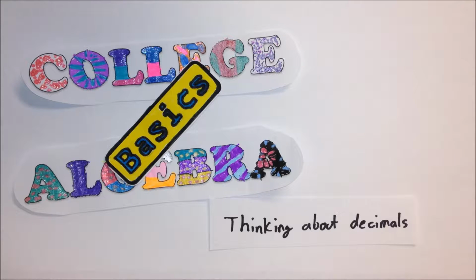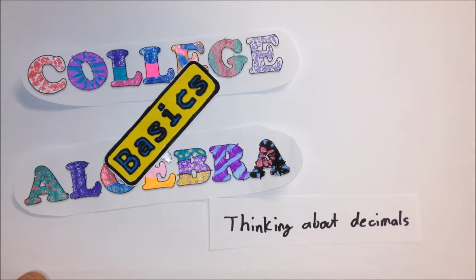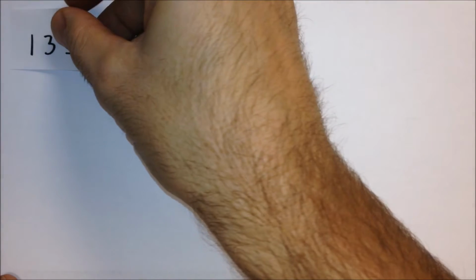And if you're struggling with decimals, it may be because you just need to refresh and bring these ideas back to the front of your mind so that you can use them as we think about adding, subtracting, and multiplying decimals. So let's start with a question. We have a number, 135. What does it represent?